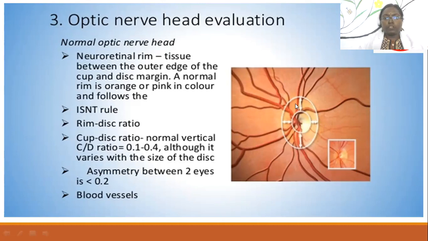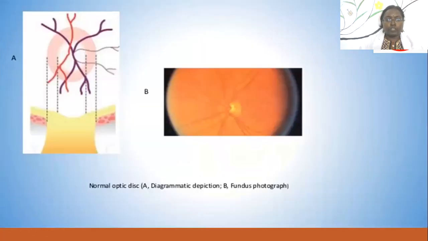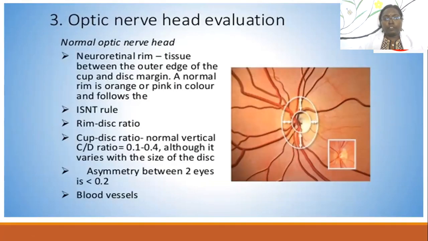In a normal disc, centrally it is pale in color, whereas peripherally it is pinkish in color. The ISNT rule shows the thickness of the neuroretinal rim. That is, the inferior is thicker than the superior part of the optic disc, and the temporal is thinner compared to the nasal. So you have to look for the ISNT rule.